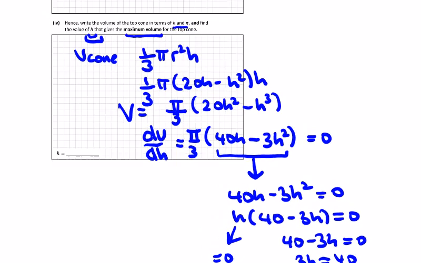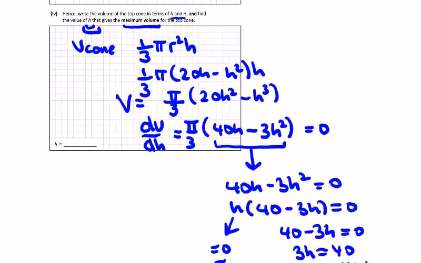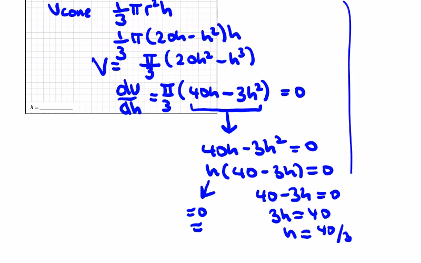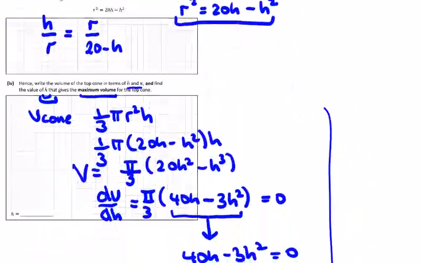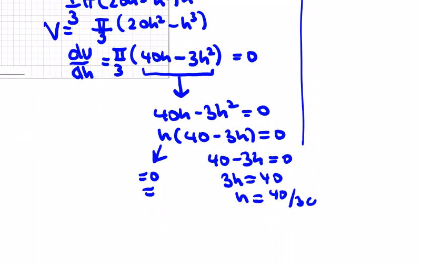Just check, do they want it as a decimal? No, they just say find the value of h. So I think 40 over 3, and we're dealing in centimeters in this question, I believe. So 40 over 3 centimeters, the value of h that will maximize the volume.